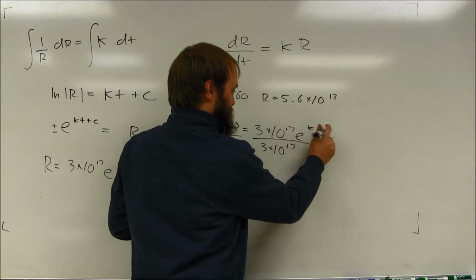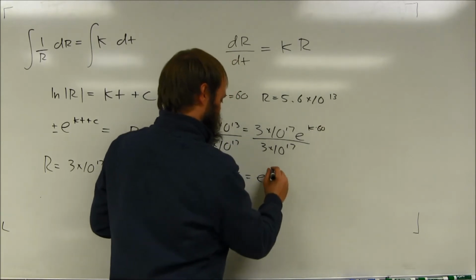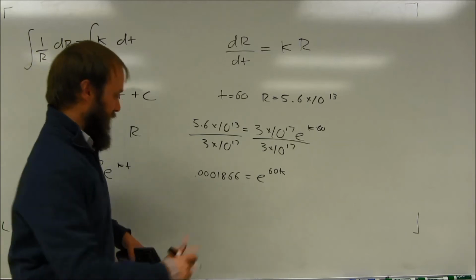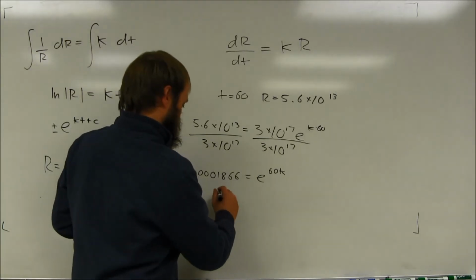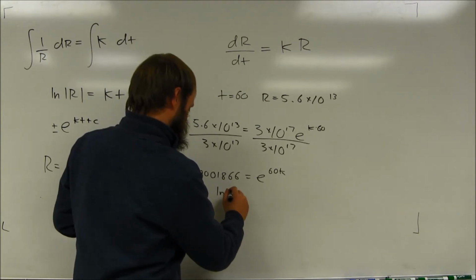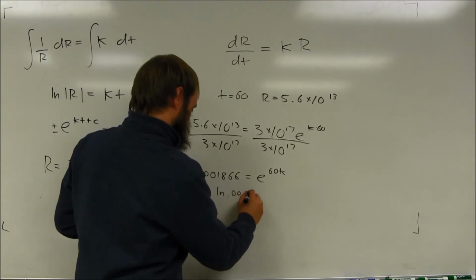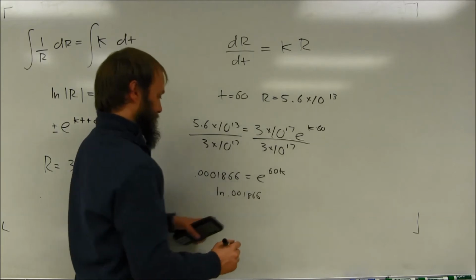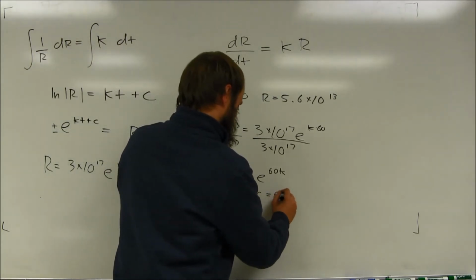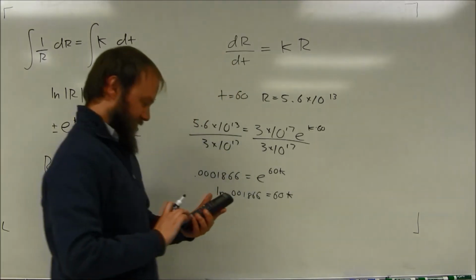I know that t is equal to 60. So that's e to the 60k power. I can now convert this to log form. It's going to be a log base e, so a natural log of this value right here. And again, better if you leave the original decimal in your calculator. And that's going to be equal to 60k.